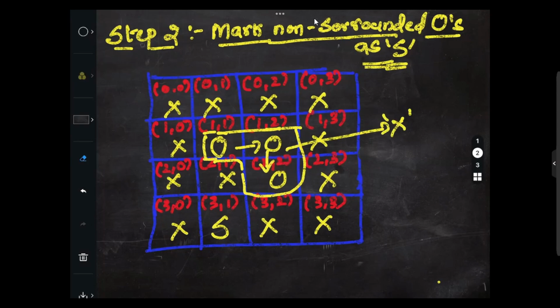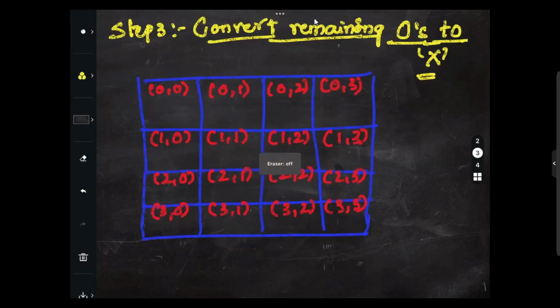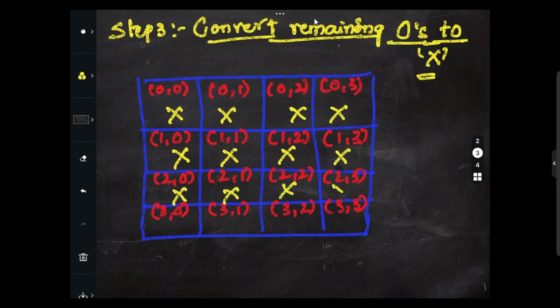In step 3, we are converting these 0s or O's to x. So this will be x here. This will be 1 comma 1, 1 comma 2. This will be converted to x. Again 2 comma 2 is also converted to x, except at 3 comma 1. So sorry, this one remains S itself, right? This one remains S itself. Now I have reached the end of step 3. So I hope step 3 is clear.